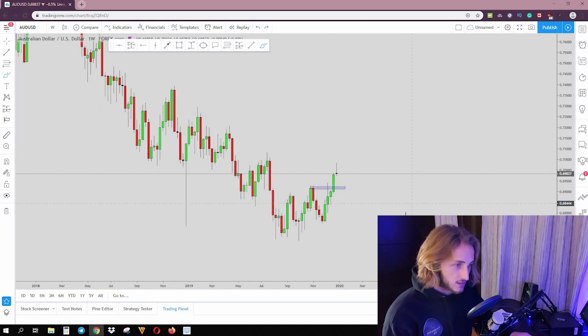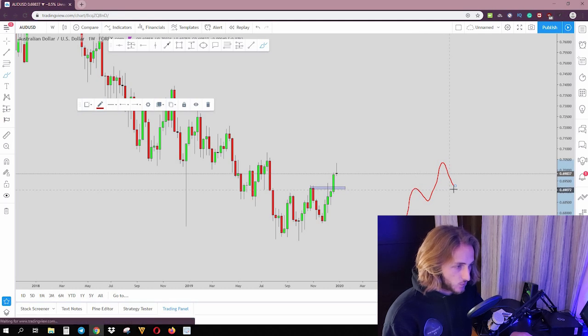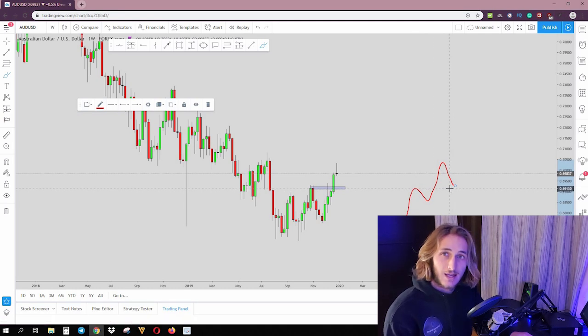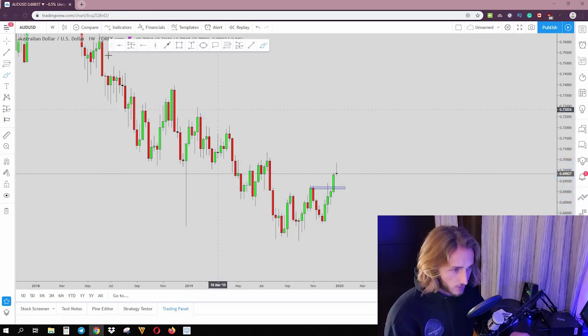It's a very simple concept in the market. This is also an area of previous resistance, now turned support. If a resistance level breaks to the upside, that resistance level is turned support. And we expect the market to go and retest it.